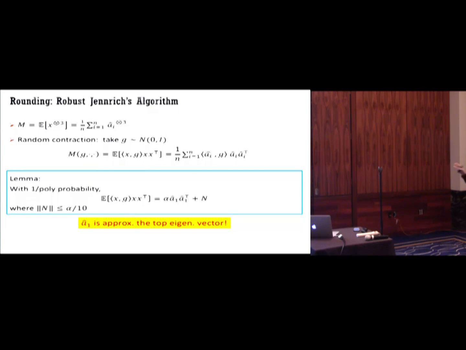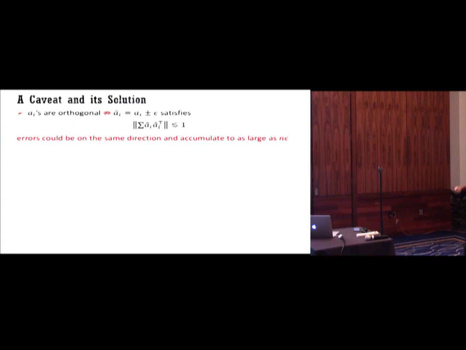And suppose this event happens, then we're done, because A1 hat is approximately the top eigenvector. However, this is kind of simple, so I'm going to omit the proof. However, there's a caveat here, because this is not really true, and I was cheating. What is really true is that you require the sum of ai hat ai hat transpose to have spectral norm less than 1. And we shouldn't take this for granted, because ai being orthogonal doesn't mean that the ai hat are orthogonal.